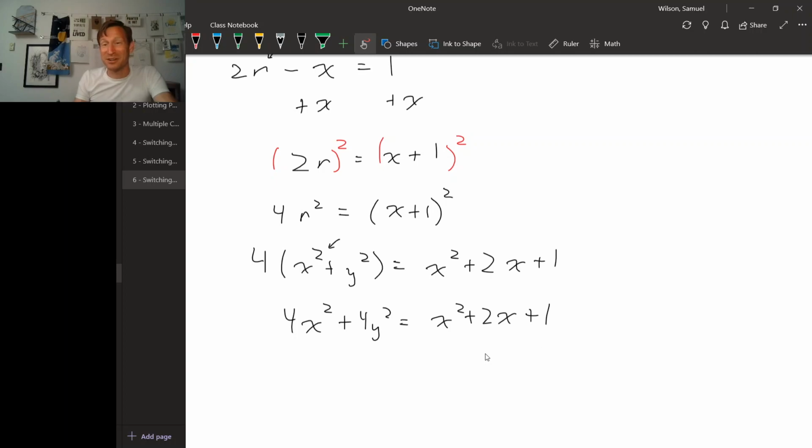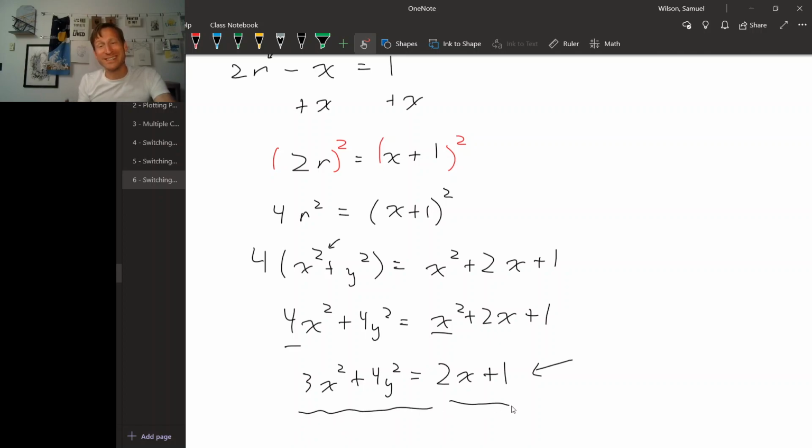And then, I don't know, move all the x's to the left, I guess. At least combine the x squared terms. So subtract x squared from both sides. 3x squared plus 4y squared equals 2x plus 1. Okay, so we did it. We converted this polar equation into a rectangular equation. I don't know that it really helped because at this point we don't really know what this is an equation of, although we will later in the quarter.